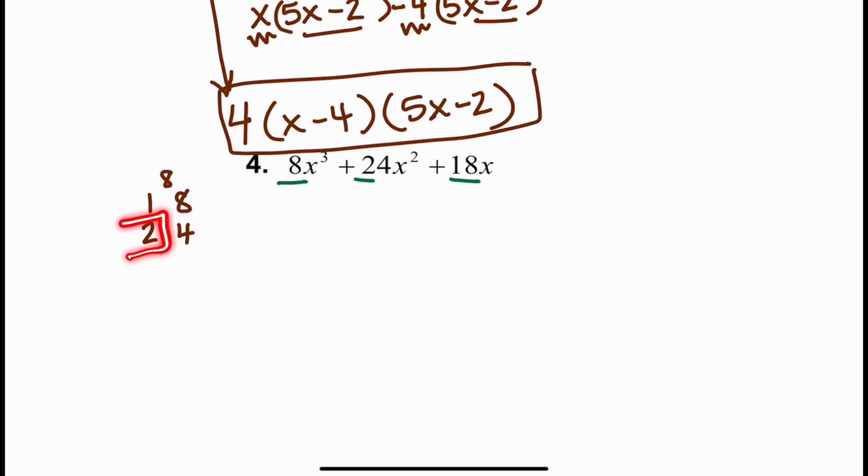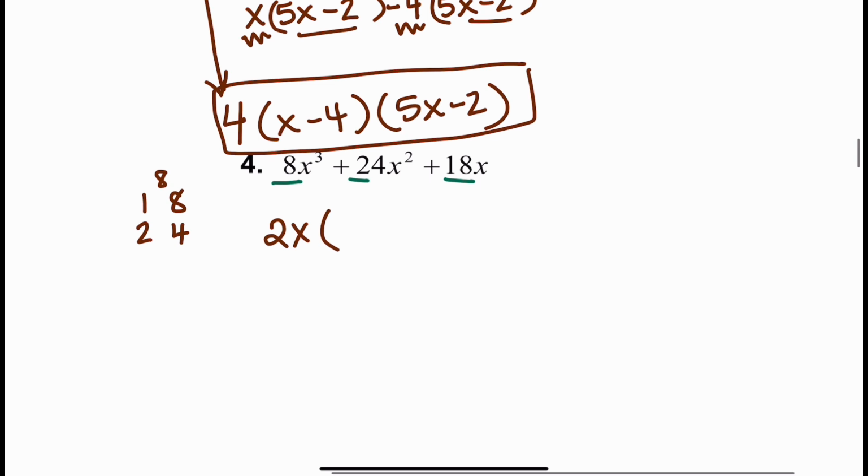So I do have this 2 though. 2 will evenly go into all of these numbers. So I am going to pull out a 2. I am noticing that all of them have at least an x I can pull out as well. So I'm going to take all of these numbers and divide them by 2x.